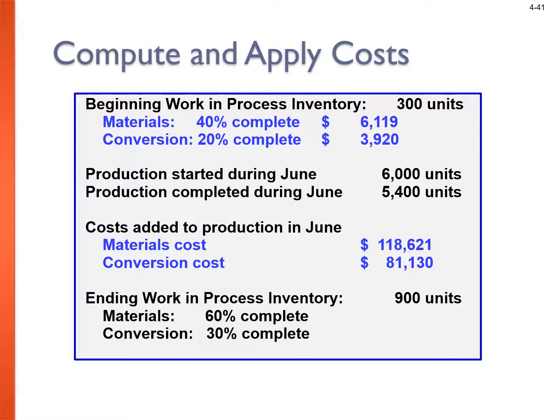So here's how you want to think about it. The beginning of this month, the balance in the work in process account would have been the 6,119 plus the 3,920. That would have been the beginning balance of work in process for this department. 10,039, if I did my math right. Yeah. Okay. They debited the work in process for this department 118,621 and 81,130 during the month.